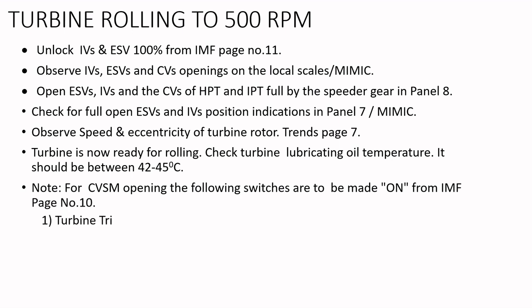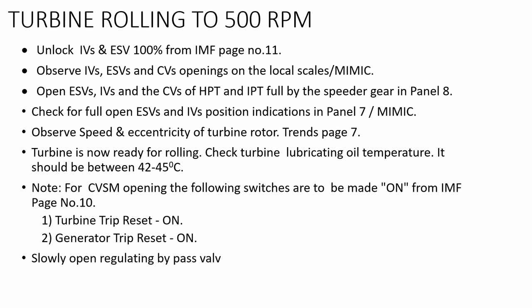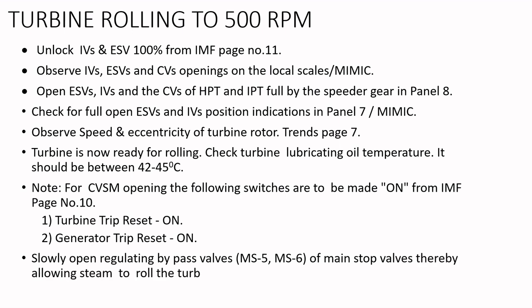Observe the eccentricity of the turbine rotor. You can see it from the trends page. The turbine is now ready for rolling. Check the turbine lubricating oil temperature. It should be between 42 to 45 degrees centigrade. Note, for CVSM opening, the following switches are to be made on from IMF page number 10. That is turbine trip, it should be reset, and the generator trip, that also should be reset. Means both are on. That is on IMF page number 10.